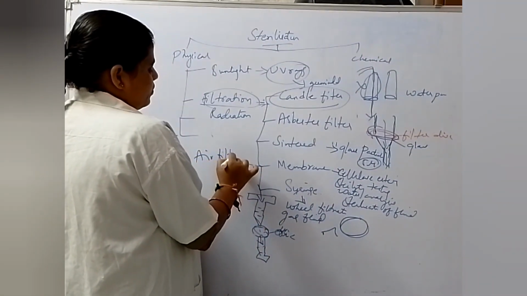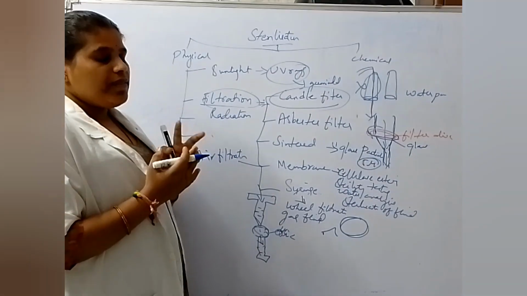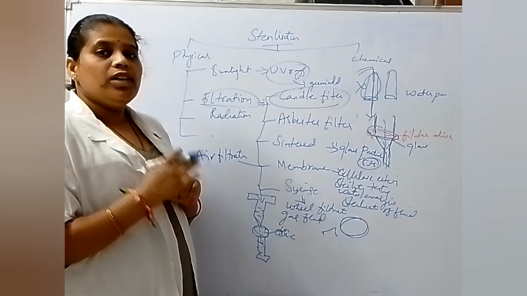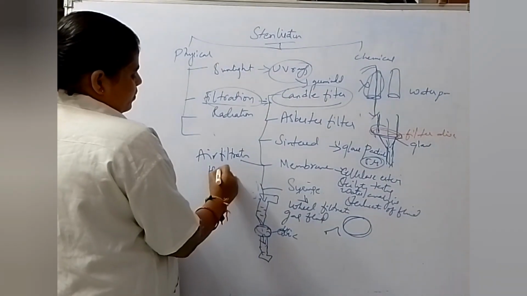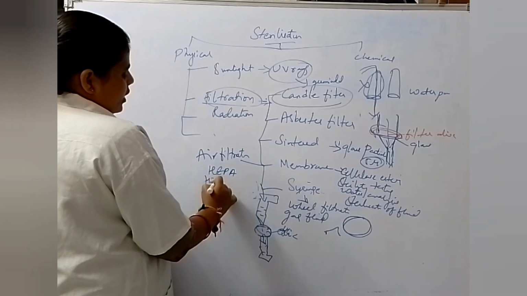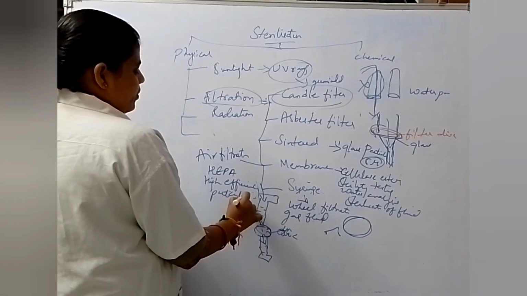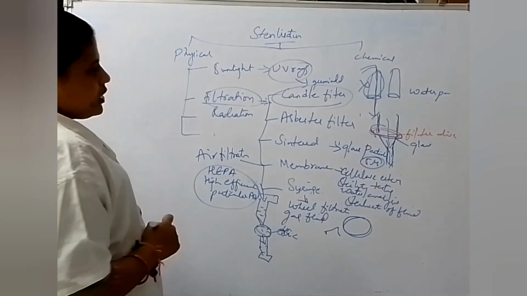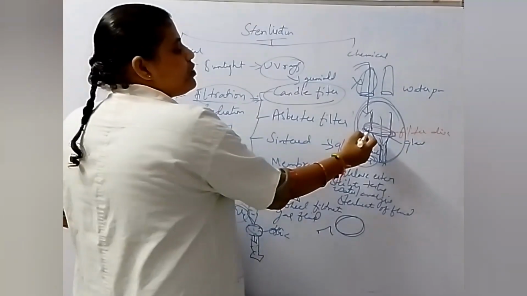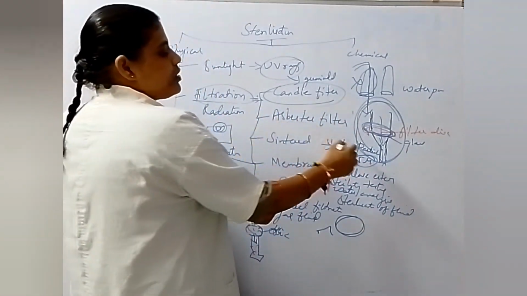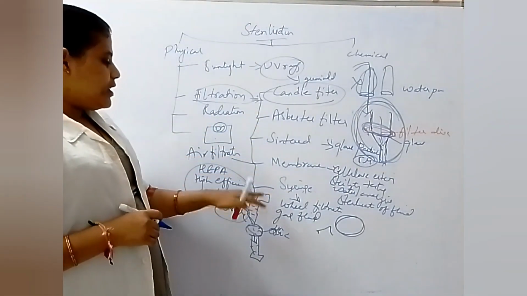And again we have air filtration. Air filtration is a process by which we make a room or an area free of bacteria or microorganisms. Here we use HEPA filters. HEPA stands for high efficiency particulate air. It can filter up to 0.35 micrometer microorganisms. We have to use a new disc every time, and this instrument we can sterilize by autoclave. This is about filtration: candle, asbestos, sintered, membrane, syringe and air.